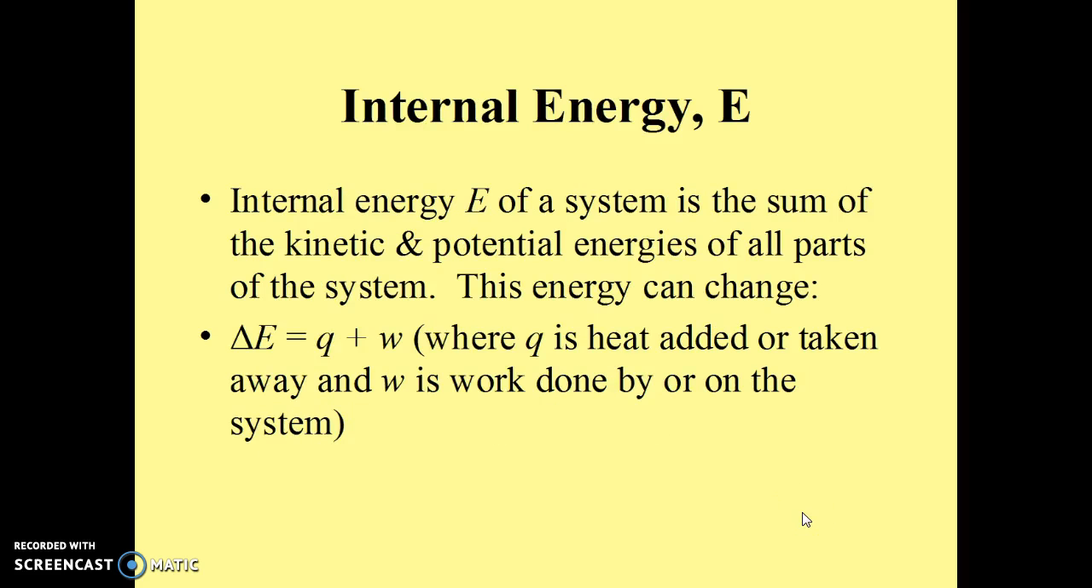The internal energy, E, of a system is the sum of the kinetic and potential energies of all parts of the system. The internal energy can change. So the change in internal energy is going to be equal to Q plus W. Q is the heat that's added or taken away from the system. W is the work done by the system or on the system.